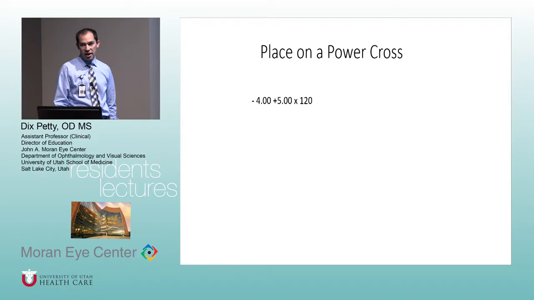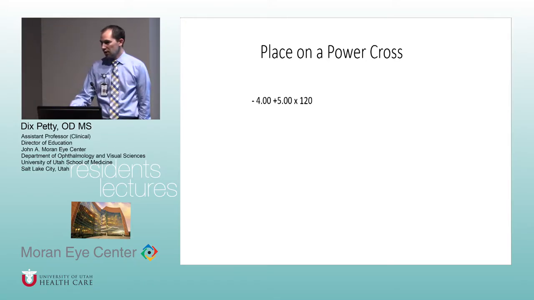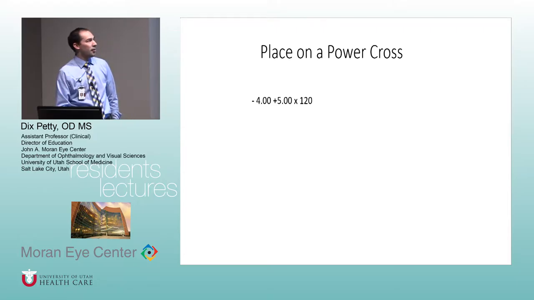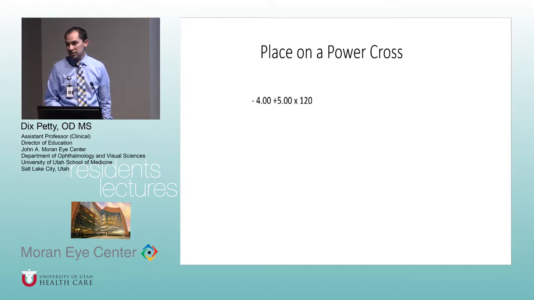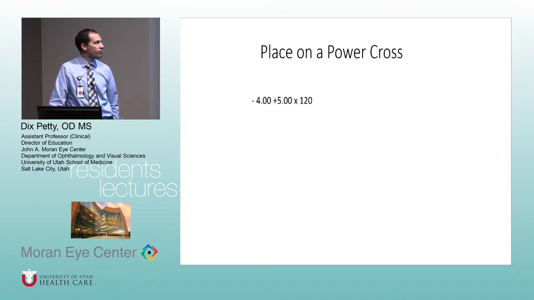So this is one of the examples coming from the book here, with a couple extra steps mixed in. So first, how would you place this on a power cross? We have a different axis besides 90 and 180 here. So it's axis 120. How would we actually draw that power cross? Does somebody want to shout out what would be at axis 120? Minus four.